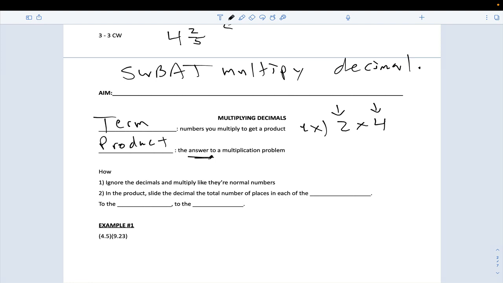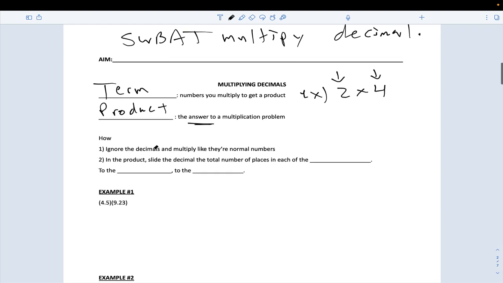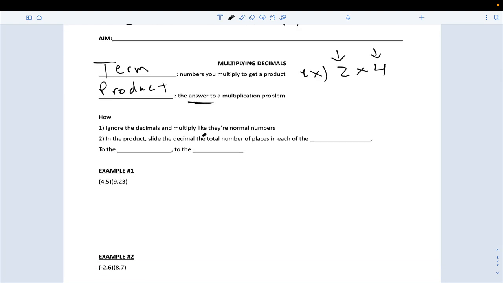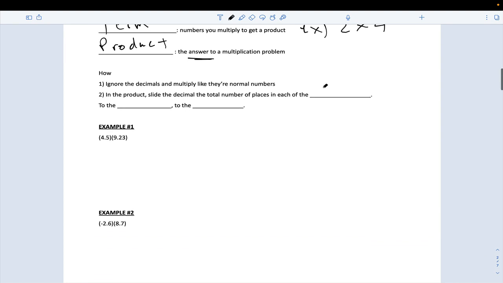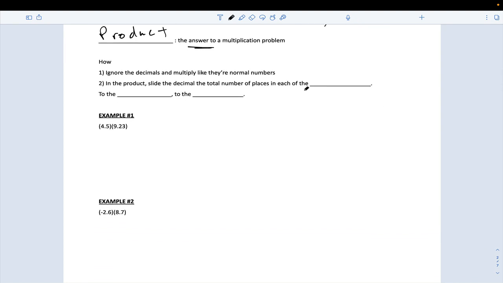Product is just the what to a multiplication problem? The answer. So when you talk about the answer, you could also say the product of 2 times 4 is 8, not just 2 times 4 is 8. Some fancy math terms that make you look pretty cool and mathematical.